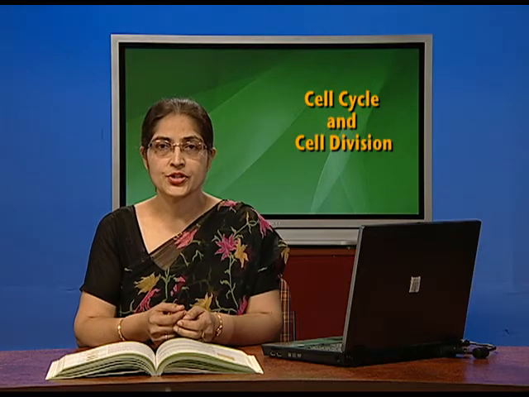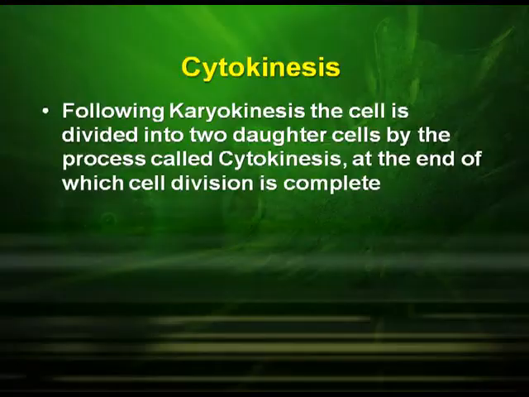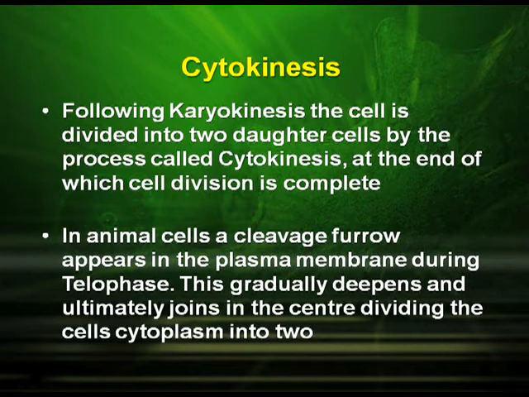Following the nuclear division, which is known as karyokinesis, the cell is divided into two daughter cells by the process called cytokinesis, at the end of which cell division is complete. In animal cells, a cleavage furrow appears in the plasma membrane during telophase. This gradually deepens and ultimately joins in the center, dividing the cell cytoplasm into two.